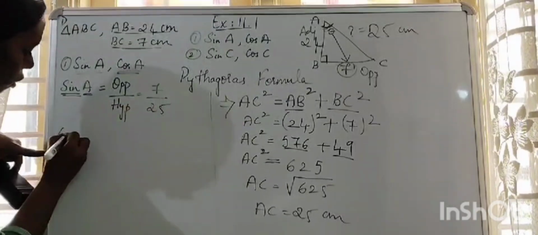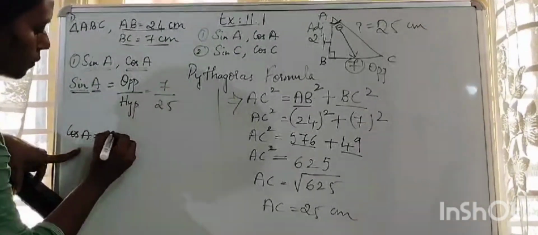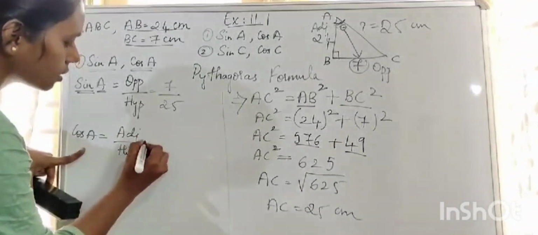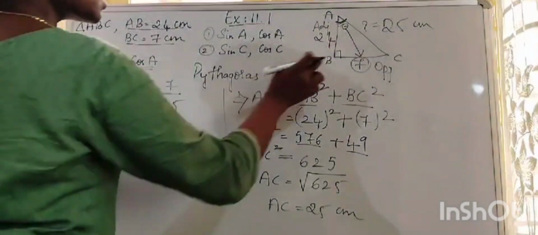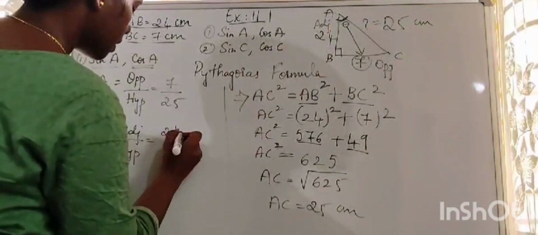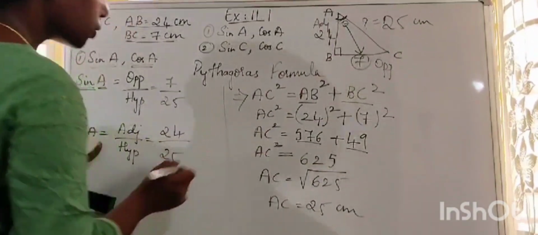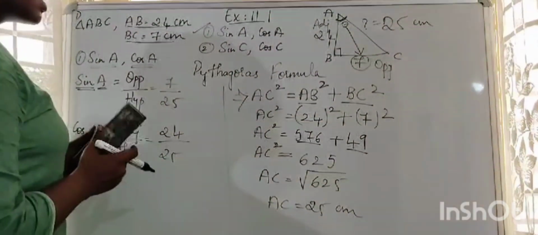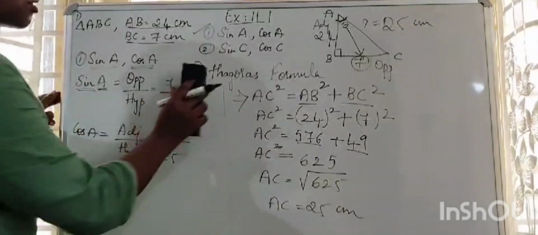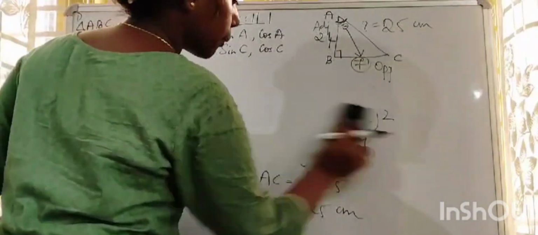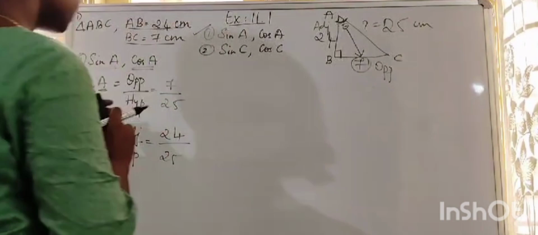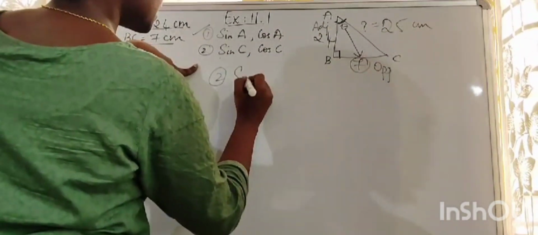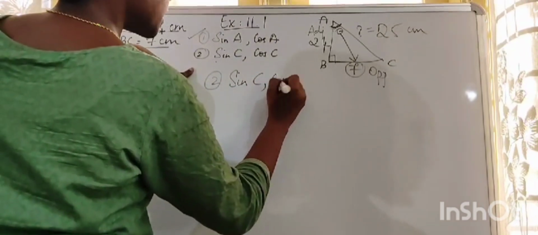Next, for cos A, the ratio is adjacent by hypotenuse. Adjacent is 24, hypotenuse is 25. Now this is the answer for the first sub question, sin A and cos A. So next, second sub question. Second sub question is sin C and cos C.